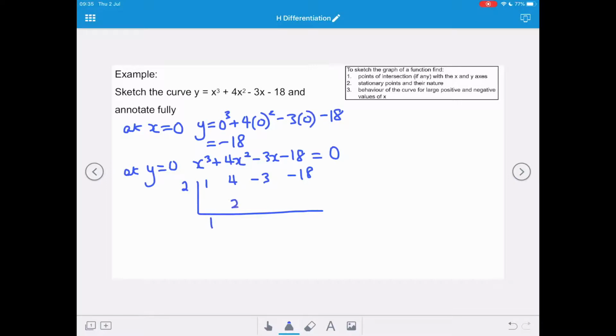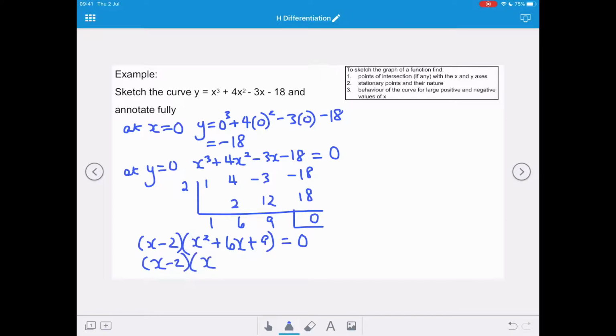So 1 times 2 is 2, 4 plus 2 is 6, 6 times 2 is 12, negative 3 plus 12 is 9, 9 times 2 is 18, and that gives us our remainder of 0, so we know that x minus 2 is a factor of this curve. So now we need to finish factorising. So we've got x minus 2 upon x squared plus 6x plus 9, and that's going to equal 0. And so factorising that fully, we have x minus 2 upon x plus 3 all squared equals 0.